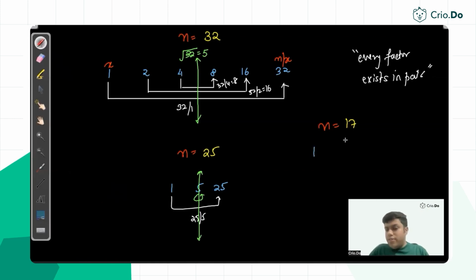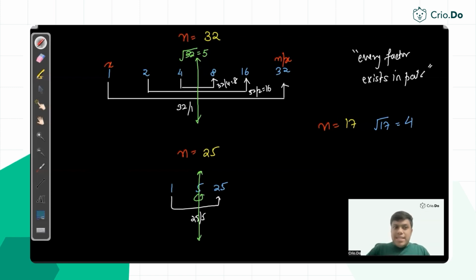So I will check for root of 17. That is only till 4 point something. That is, I will check till 5, or you can say till 4, whatever you can take. You can take the floor value, you can take the ceil value, you can take anything. By default, it is always floor division, so you can take floor division.